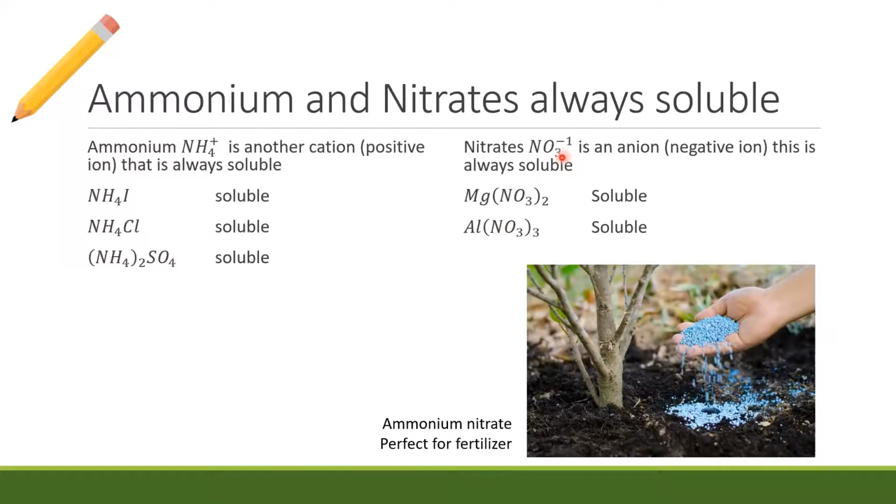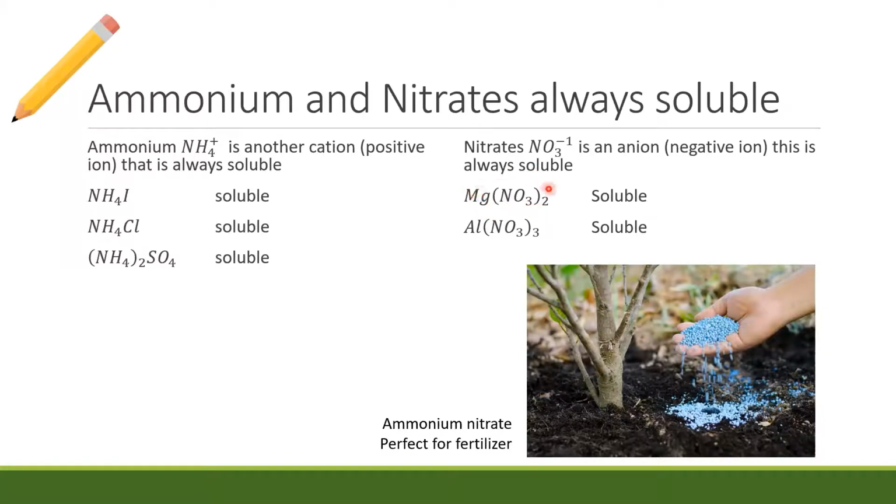So on nitrates, NO3 minus is an anion. Now that's the opposite of a cation. It is a negative ion, and this is always soluble as well. So that means whenever you see NO3 at the end of a molecule, you know that molecule can dissolve. So if you see NH4 at the start or NO3 at the end, you know those are definitely soluble.